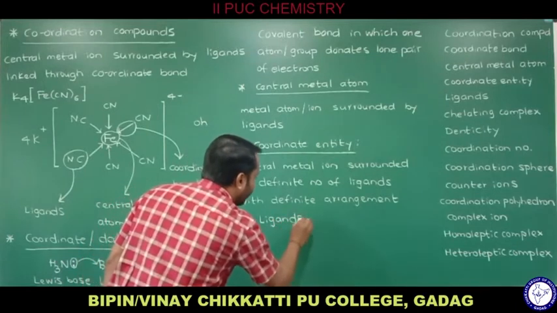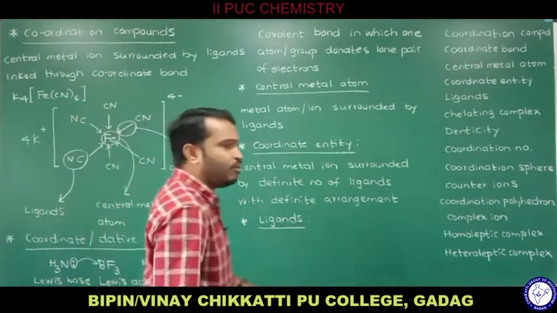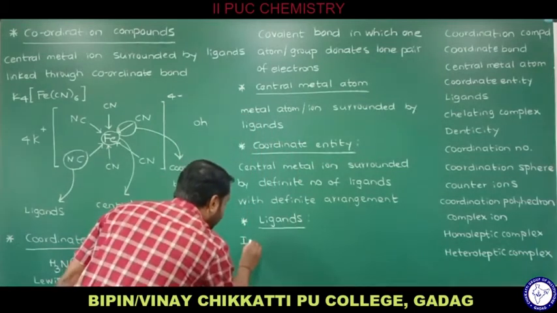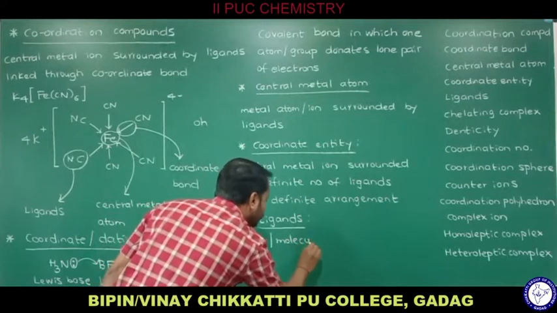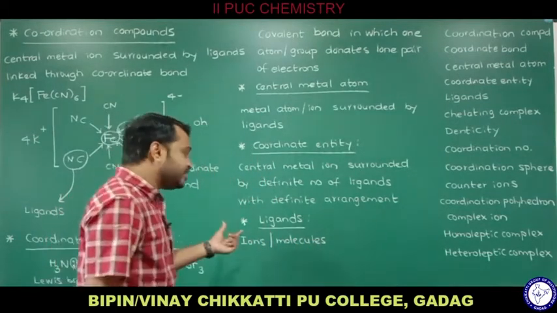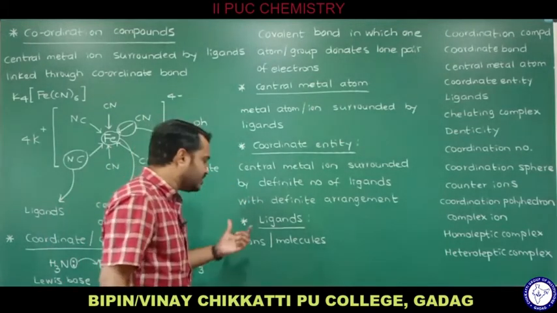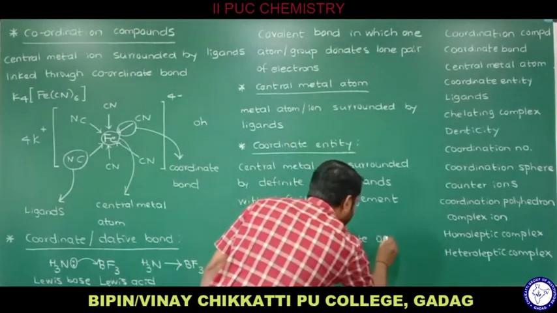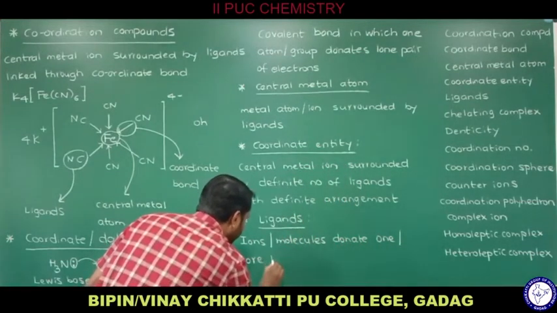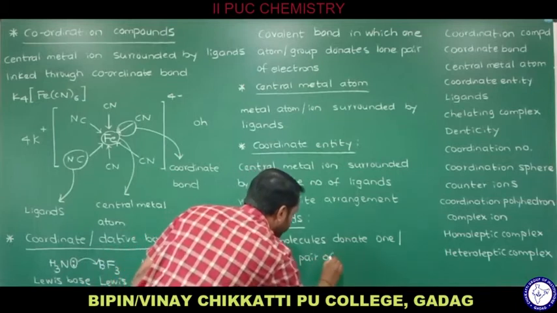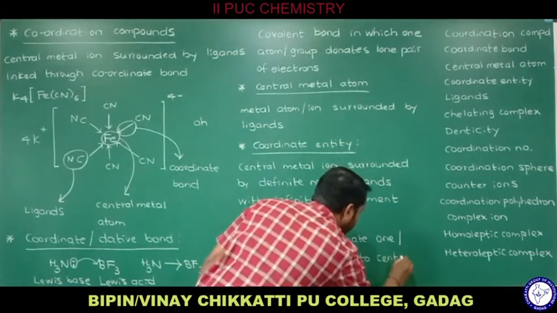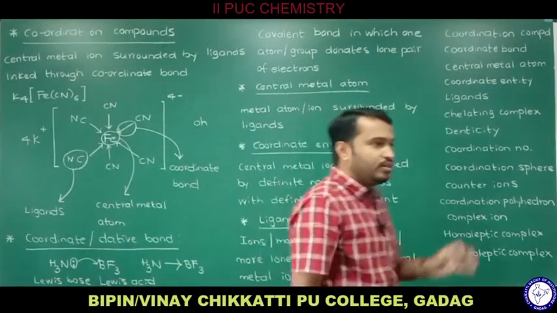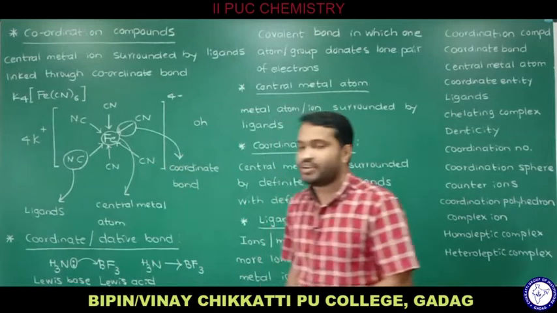This is a very important term, because it is new for you, and I use it frequently while defining all these, that the metal is surrounded by ligands. So what actually is a ligand? Let me write over here. Ligands may be ions, or they may be molecules, which can donate one or more than one lone pair of electrons to the central metal atom or central metal ion, to which they are linked through a coordinate bond.